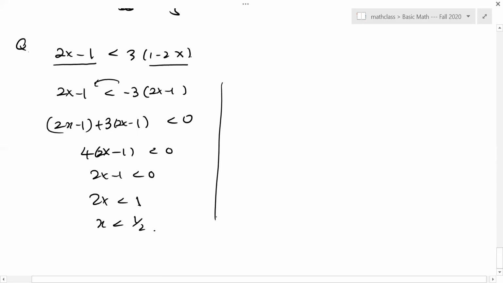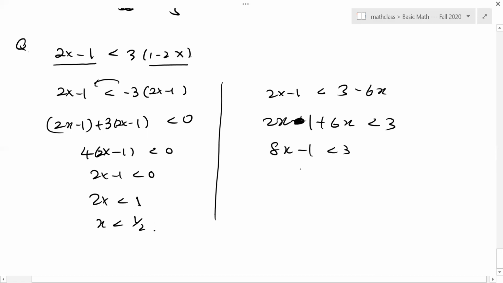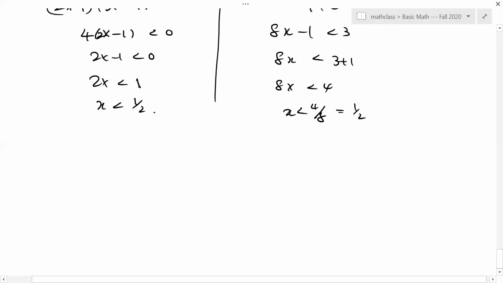But the more natural way is 2x minus 1 less than 3 times 1 and 3 times -2x. Then you move 6x to the left-hand side. And you get 8x minus 1 less than 3. Then you add 1 to both sides, you get 3 plus 1, which is 4. Then divide both sides by 8. So it's going to be 1/2. x less than 1/2 is the correct answer. Okay.